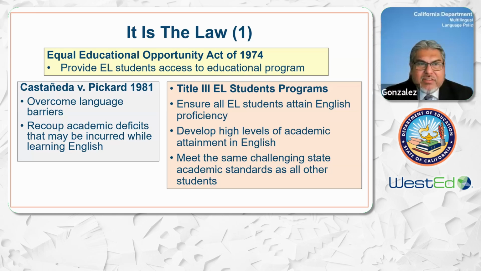The purpose of the Title III EL student program is to ensure that all EL students attain English proficiency, develop high levels of academic attainment in English, and meet the same challenging state academic standards as all other students. And the Equal Educational Opportunity Act of 1974 ensures that LEAs provide EL students access to educational programs. We will post in the chat the legal citations for each.